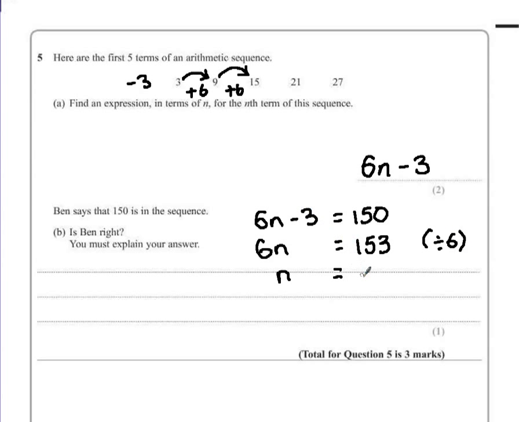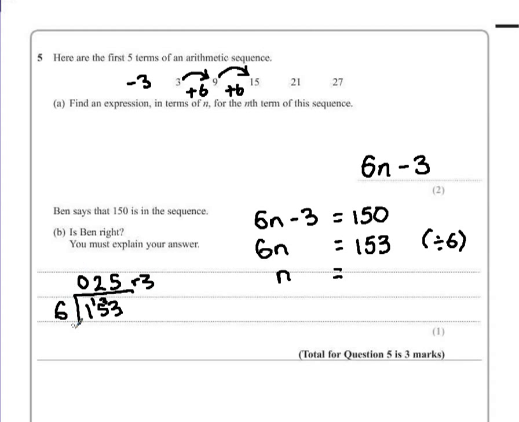We have space to be able to do this, so I'm going to use a bus stop method to divide 153 by 6. 6's into 1 is 0, carry the 1. 6's into 15 is 2, carry 3. 6's into 33 is 5 with 3 remainder.